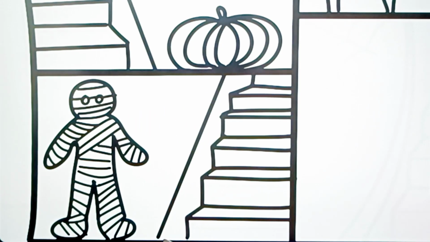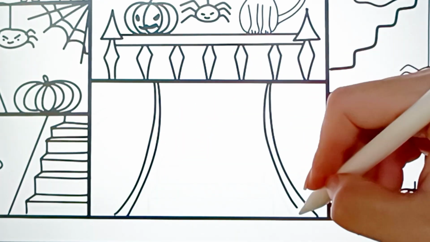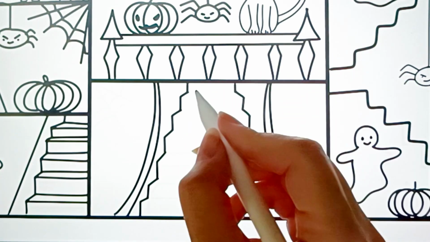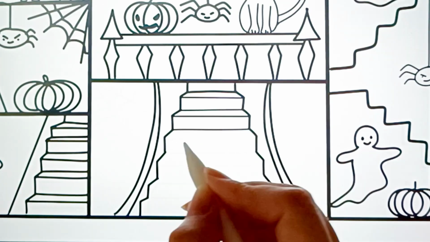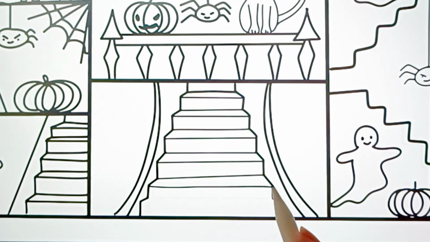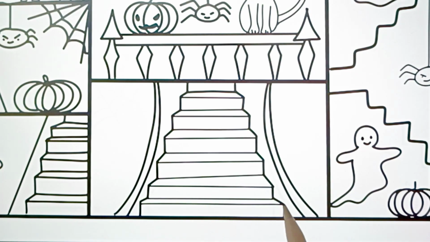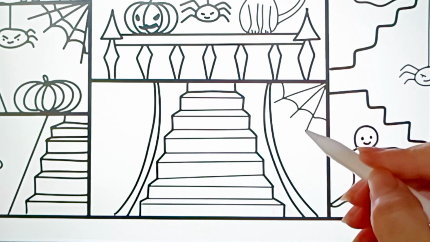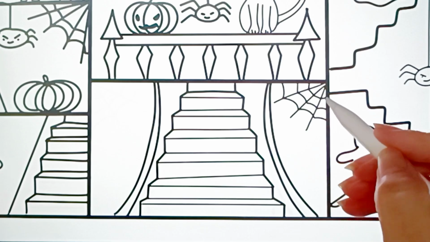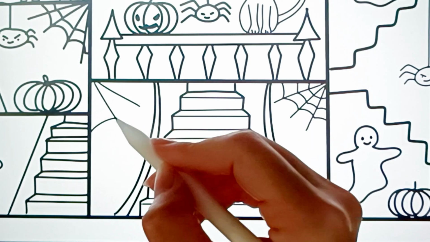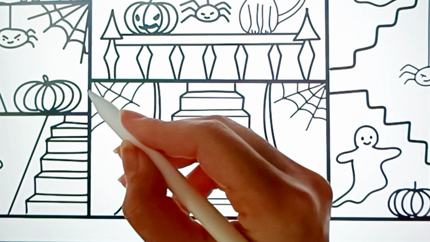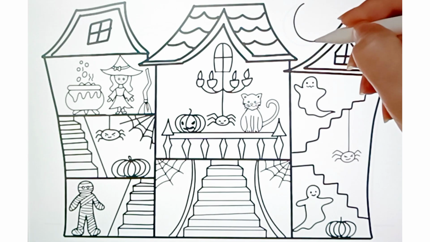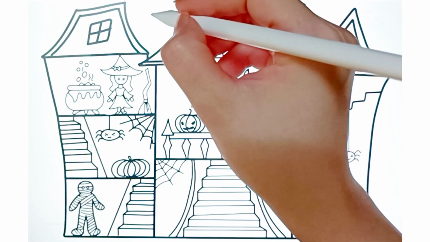Finally, let's finish the center room on the ground floor. Draw a grand staircase leading upward. On both sides of it, big spider faces are peeking out. Creepy, but kind of cute. And done! Our haunted house is complete! But we're not finished yet.